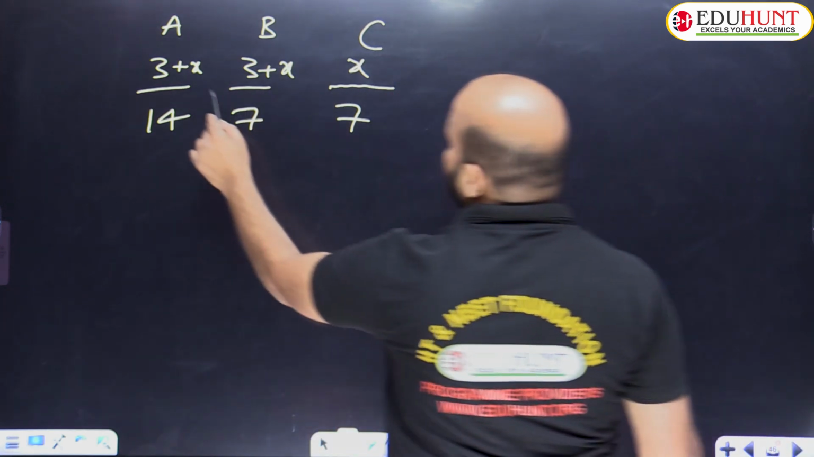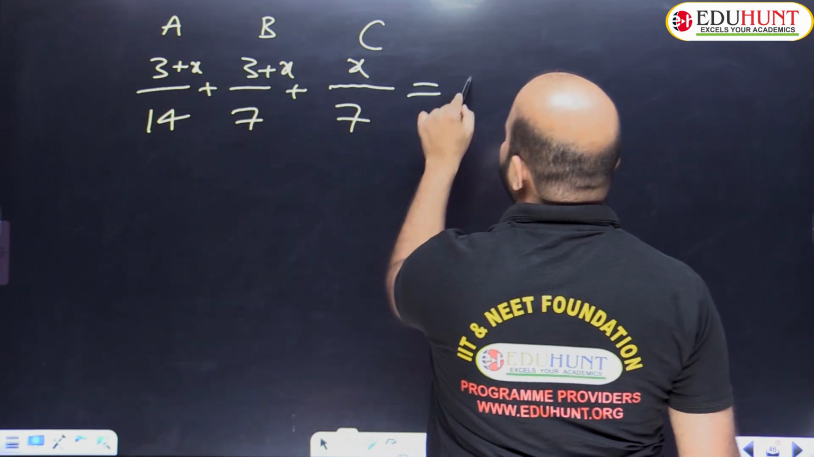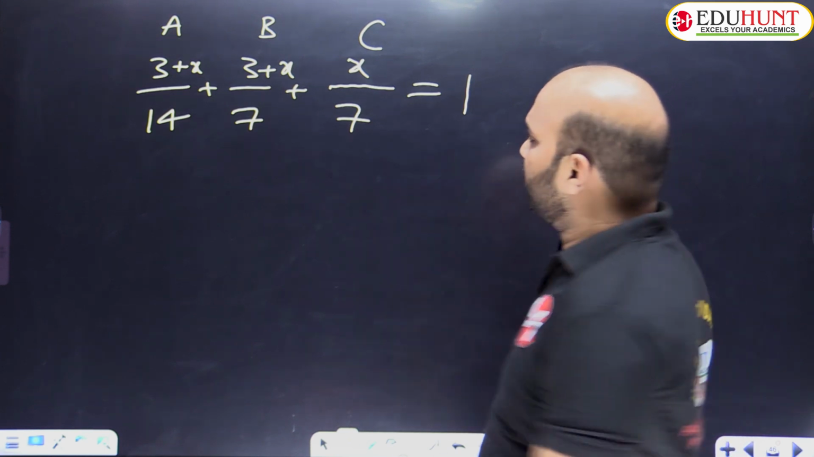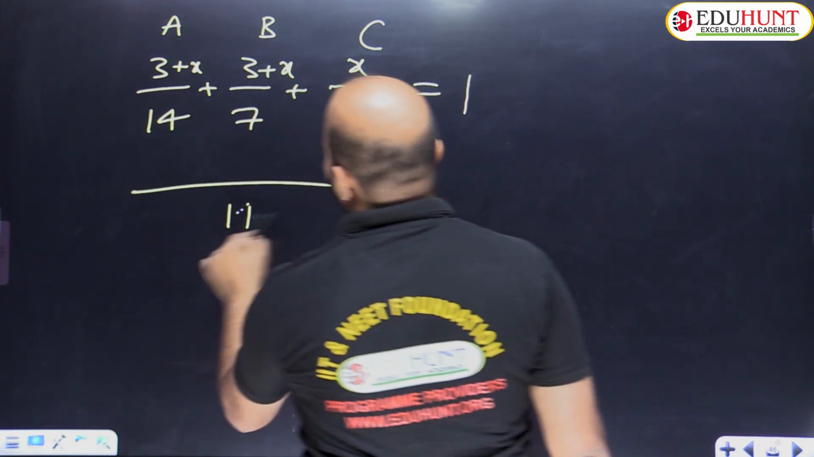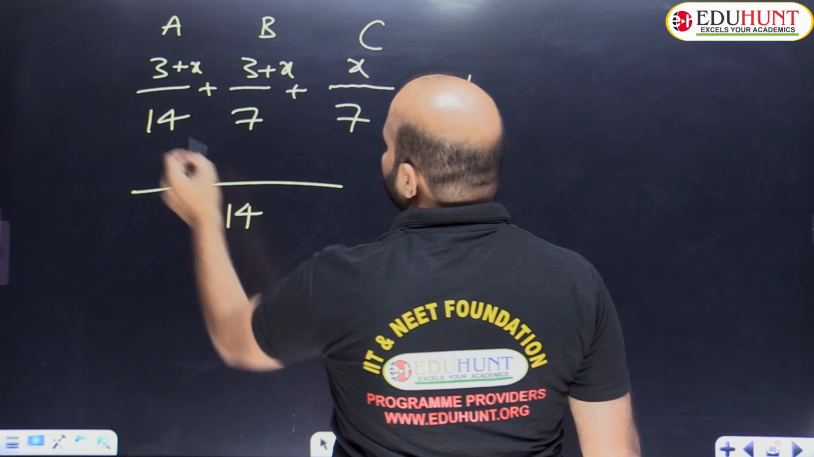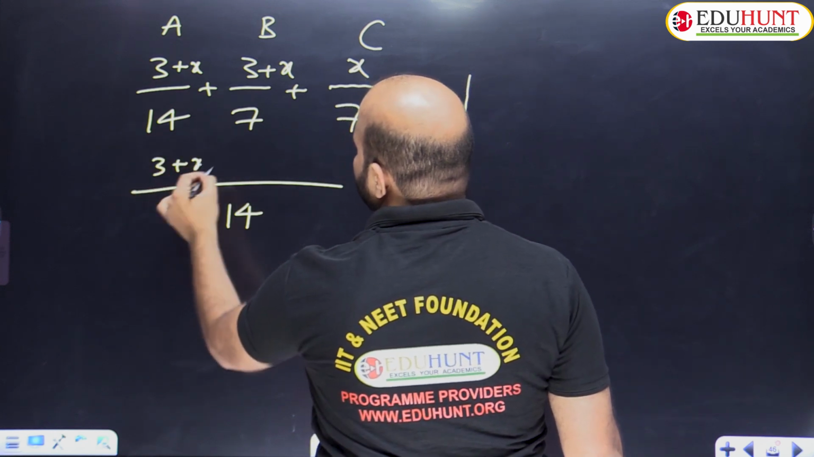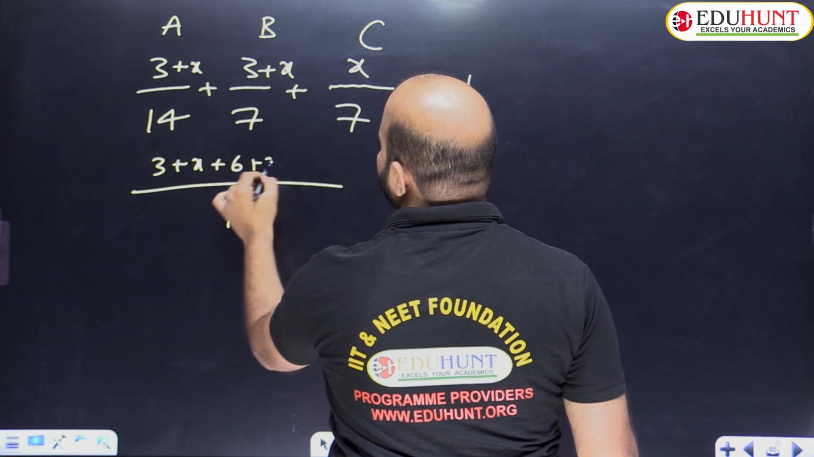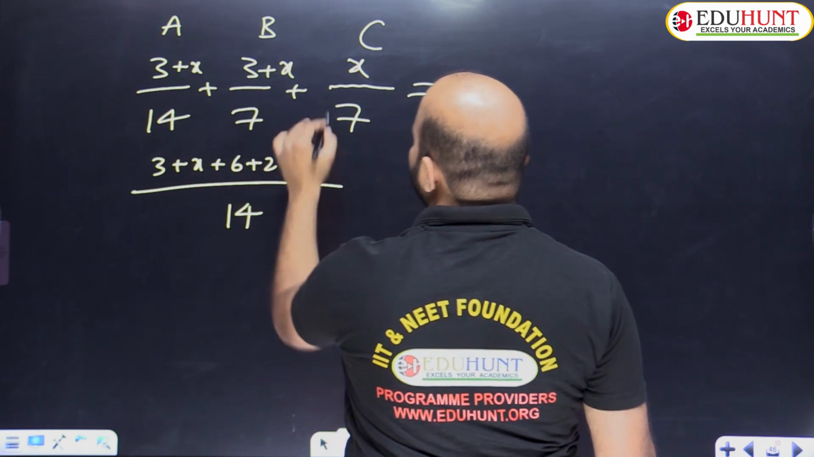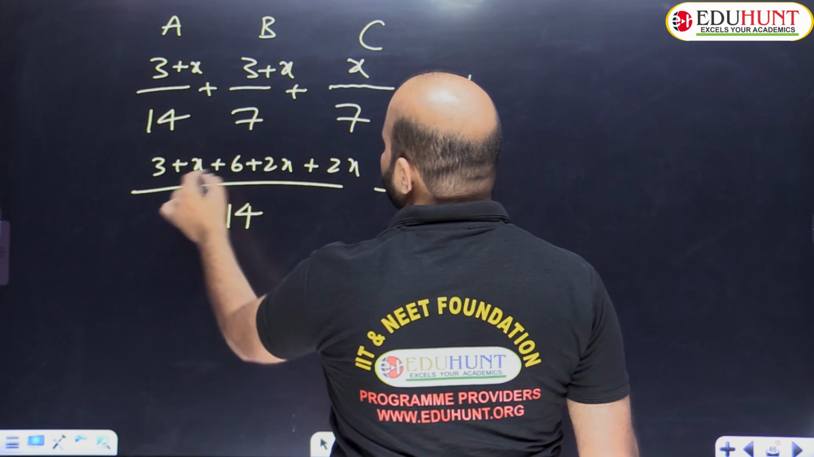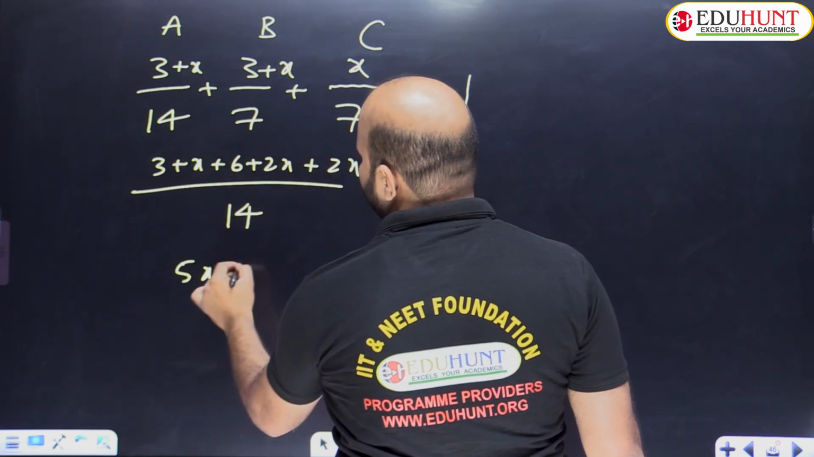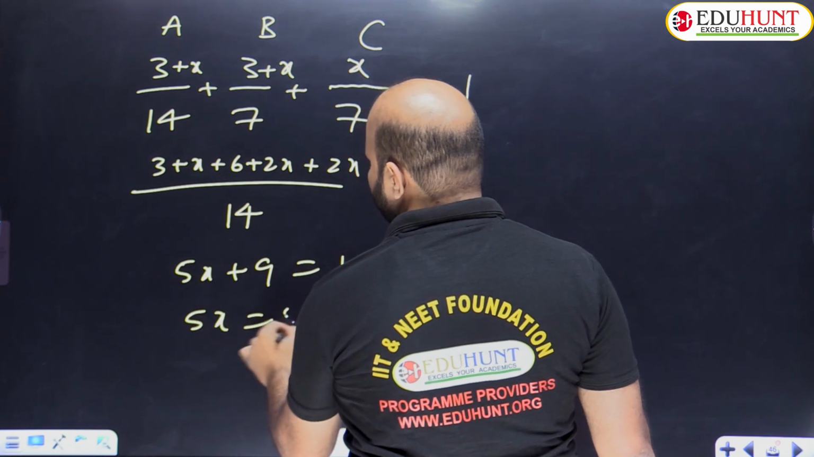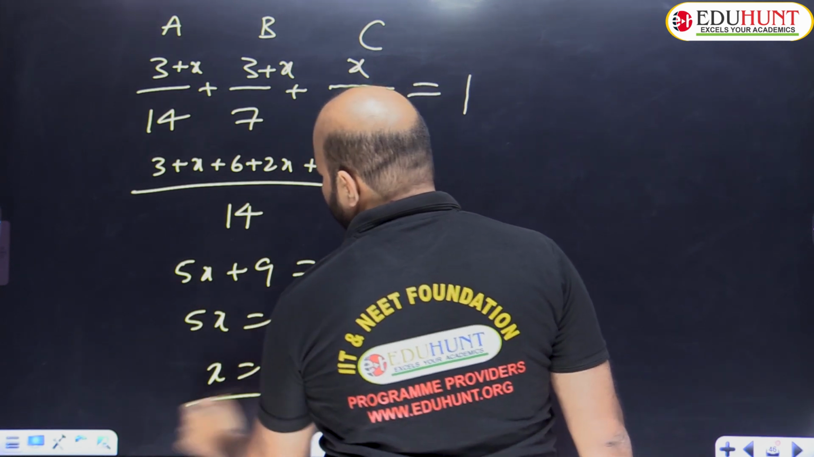Sum of the fractions always equals 1, because total work equals 1 part. All 3 together can do the piece of work in 1 part work. So what is the LCM? 14 is the LCM. 7, 7, 14. 14 ones are 14, nothing but 3 plus x. 7 twos are 14, 2 into 3 plus x, 6 plus 2x. Again 7 twos are 14, 2 into x, 2x, equal to 14. So the total, 5x plus 9 equals 14. Am I clear? Therefore 5x equals 5, x equals 1. Am I clear? X is nothing but 1.